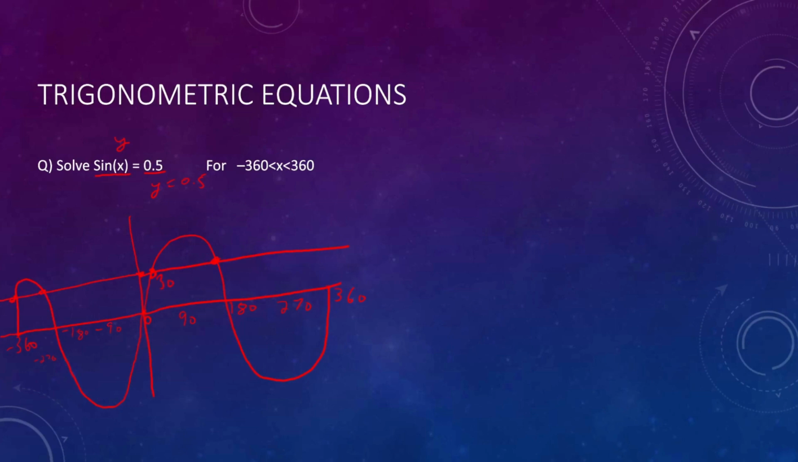Now you need to know the distance from this. Basically the distance from this 90. So 90 minus 30 is 60. You have your distance. The distance from this point to this point is 60. The distance from this to the second point will also be the same. So this is basically 90 plus 60, which is equal to 150. So 30 degrees and 150 degrees. You have two answers. Now let's see what about the negative ones.